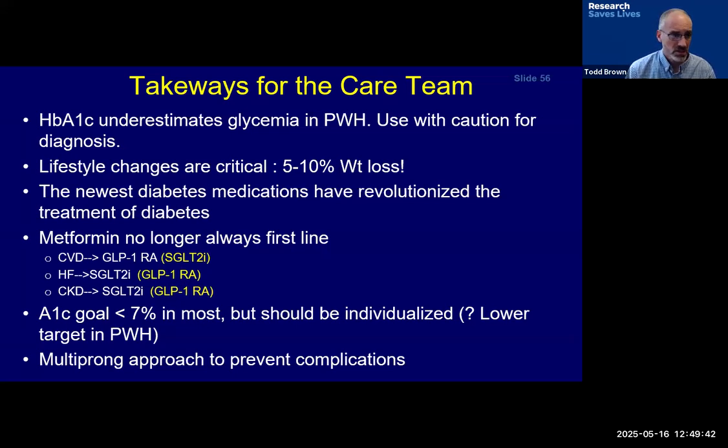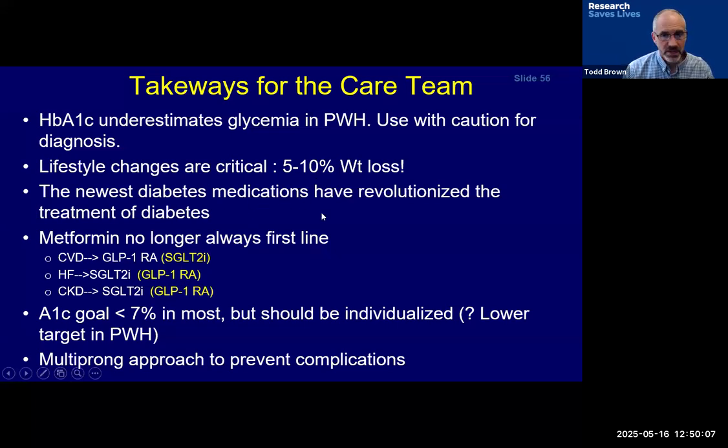I mean, this is where individualization comes in. If someone has HIV, they're not prone to hypoglycemia, and they're on medications that don't lead to hypoglycemia, maybe you can push them a little bit harder. So lifestyle changes are really important, and that 5 to 10% weight loss, which may not be so overwhelming for the patient, is really critical.